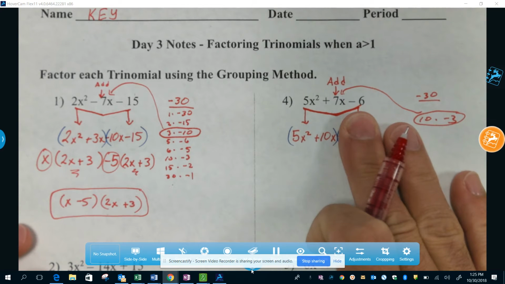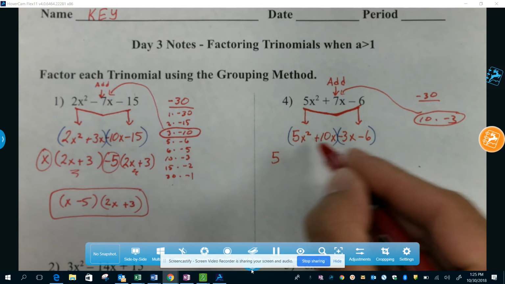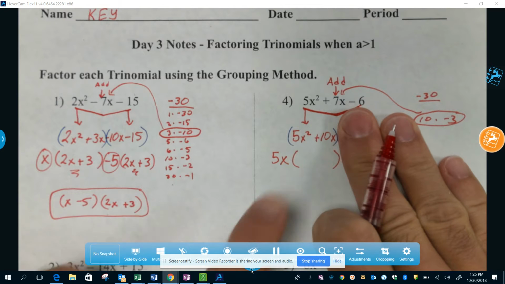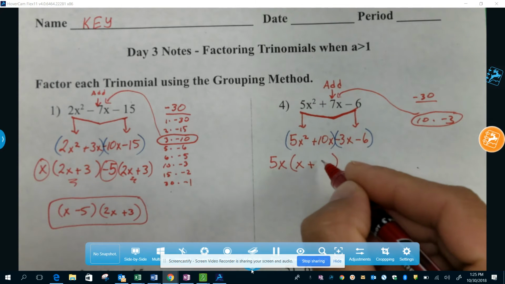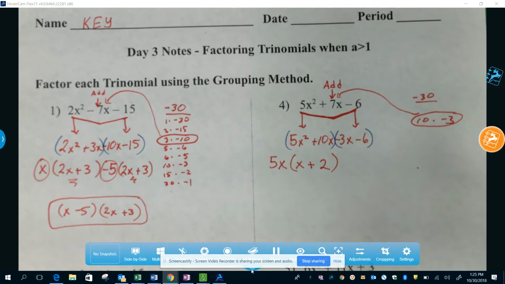GCF in the first parenthesis, 5 and 10, the GCF there is 5. But look at the variables, they also have an x in common. So if you took out a 5 and an x, what's left over? x plus 10 divided by 5 leaves me with 2. I took that x out, so there's nothing left over there.